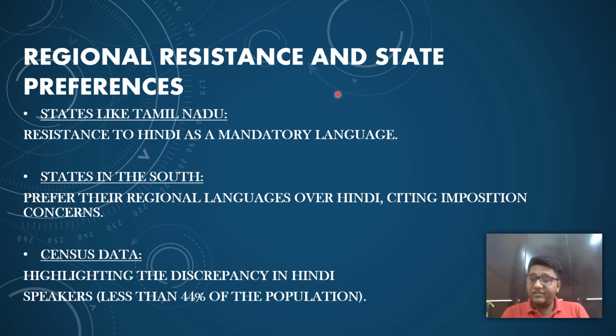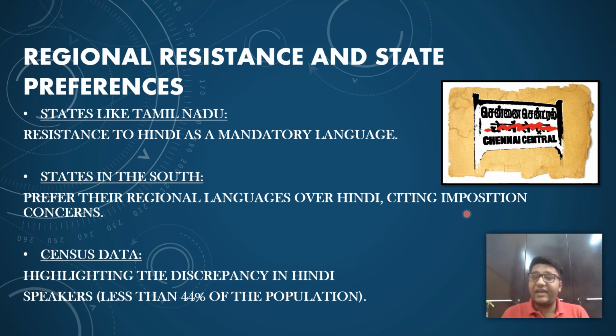Regional resistance, since it is a very huge issue, I have been highlighting this once again. States like Tamil Nadu show resistance to Hindi as a mandatory language. Here we can see a photograph where during the movement in the late 90s, in the railway stations also they denied having the Hindi scriptures written. States in the South prefer their regional languages over Hindi, citing imposition concerns. They feel that it is being put on them as a burden, so they try to defend against that. Census data also suggests that the number of Hindi speaking people in the southern part of the country is not very satisfactory, so it cannot be imposed as an official language or a national language.